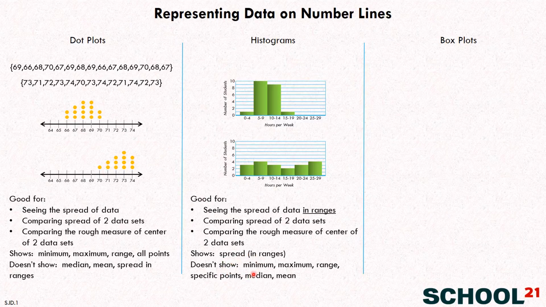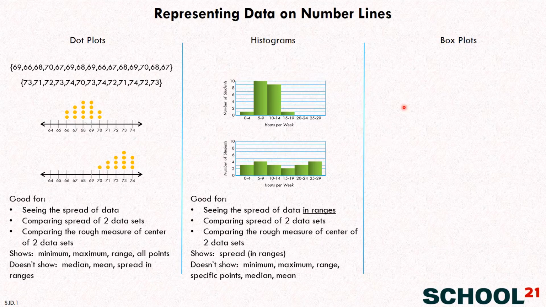It doesn't show the minimum value because we don't know, like for here, if the minimum was 0 or 1, for instance. It doesn't show the maximum. It doesn't show the range because we don't know the exact numbers. And it doesn't show the specific points or the median or the mean. But it does give us a really good visual picture of the data.